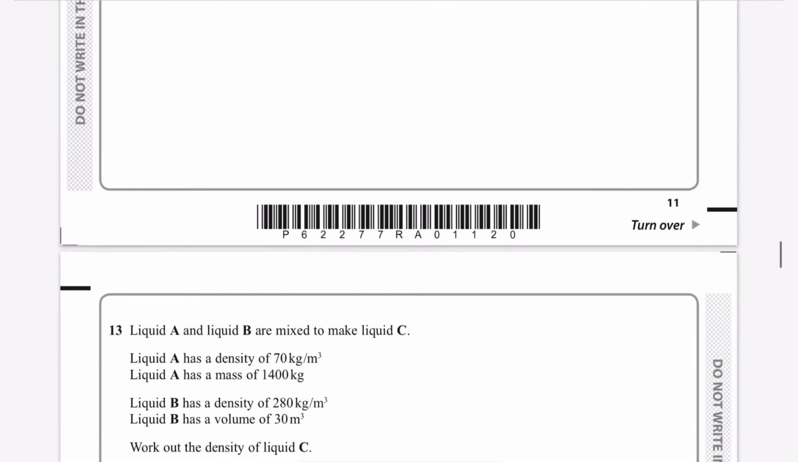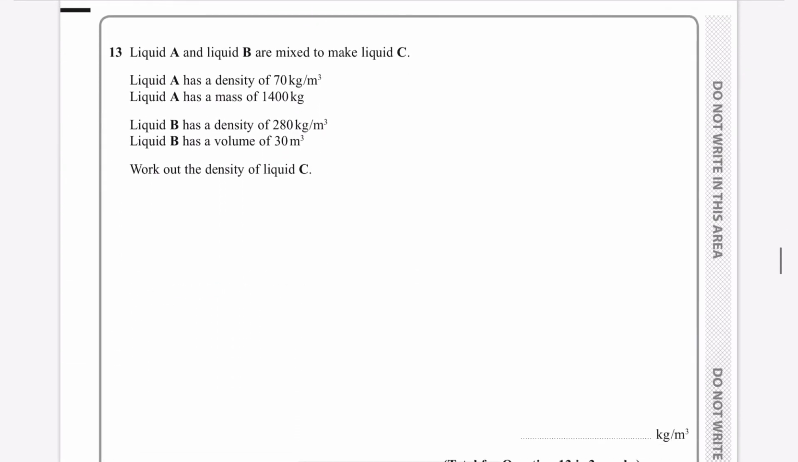Okay, let's have a look at question 13. It says liquid A and liquid B are mixed to make liquid C. Liquid A has a density of 70 and a mass of 1400 kilograms. Liquid B has a density of 280 kilograms per meter cubed, and a volume of 30 meters cubed. Work out the density of liquid C.